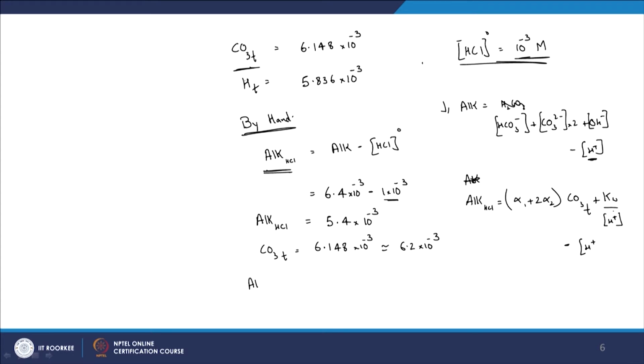So, what do I have here? I have alkalinity after addition of HCl, which we just calculated here, right. I also have CO3 total. So, this is from part B more or less, right. And I just need to now be able to solve for H plus, right. So, that is the only unknown. So, I can solve for H plus here again, and I will be done with my particular scenario, right.